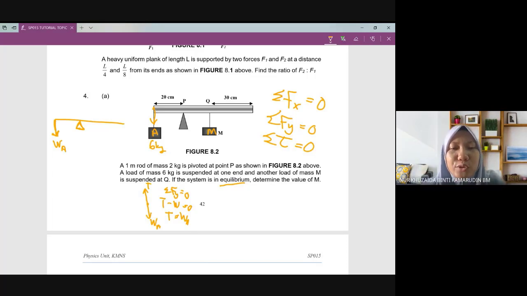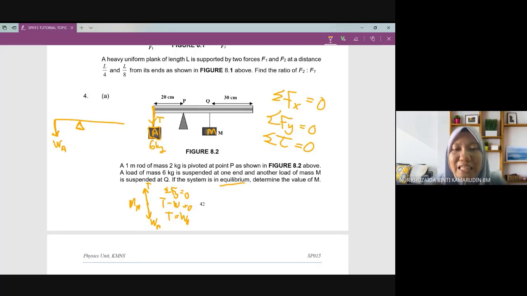Okay, alright. So now this one we have string, ataupun tali ataupun rope, yang attachkan mass dekat sini pada rod tersebut. So by referring to the rod, the force applied over here actually is tension. The force applied to the rod actually is tension. But when we refer to the free body diagram of mass A, what we're gonna have is tension upward and weight downward.